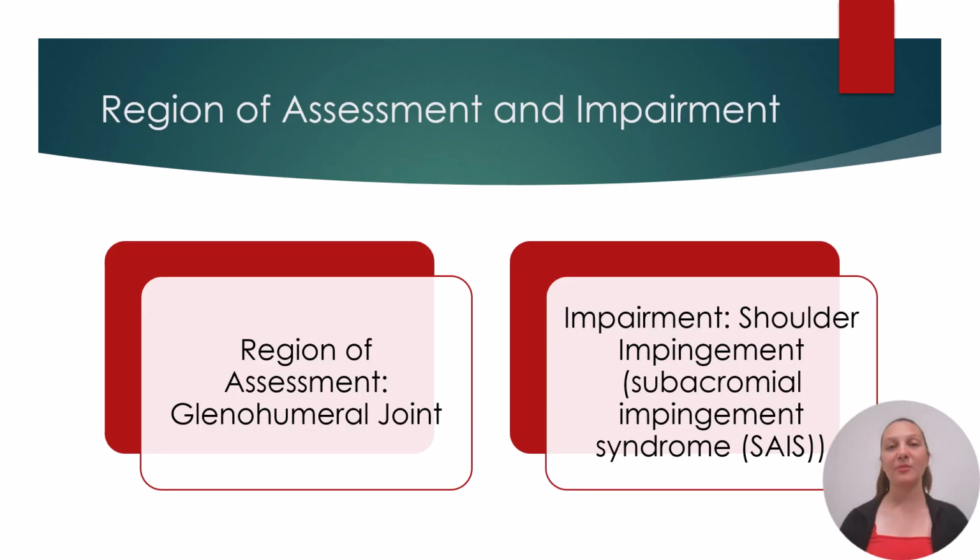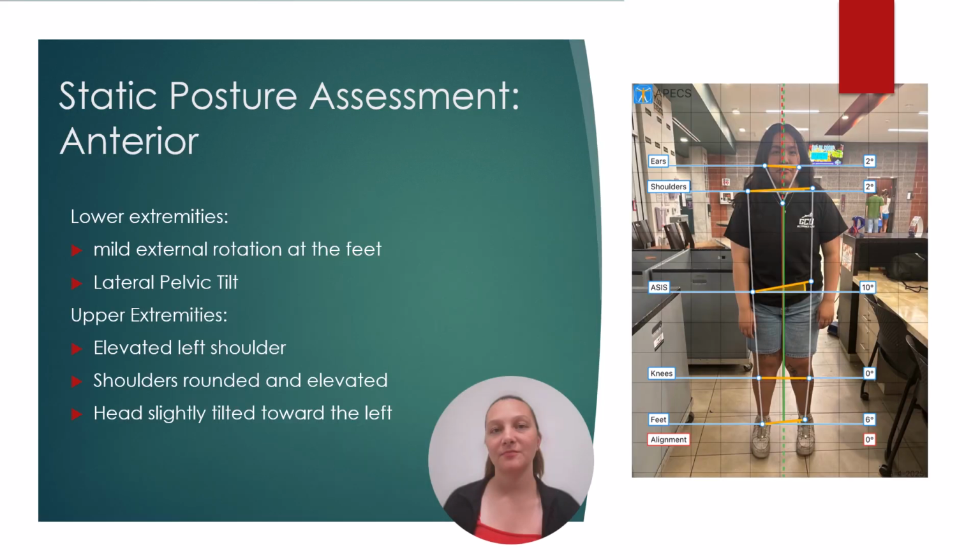The region of assessment is going to be the glenohumeral joint, and the impairment is going to be shoulder impingement syndrome, or SAIS. This is going to be characterized by rounded shoulders, a forward head posture, and scapular asymmetry, leading to reduced subacromial space and mechanical compression.